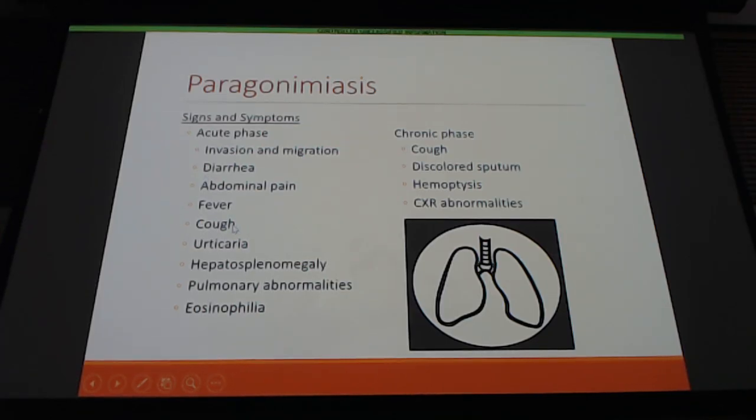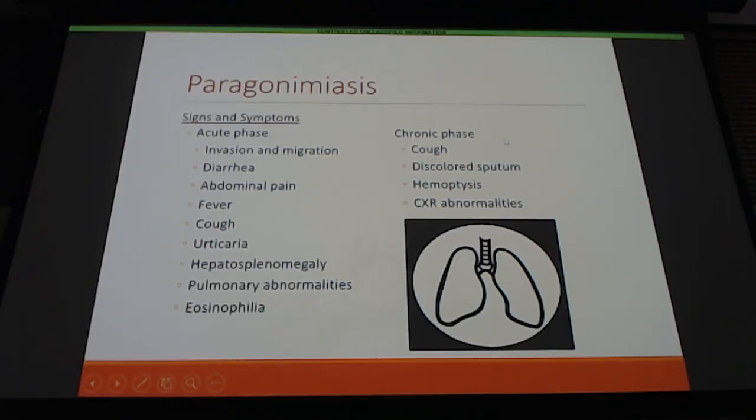Usually you don't get caught in the acute phase unless they make it into your lungs pretty quickly. You'll have urticaria because your body can react to this, especially during the migratory phase. Hepatosplenic involvement, depending on the route that it takes to get there. You'll start having some pulmonary abnormalities once it makes it into the lung. And during that migratory phase is when you're going to have eosinophilia.